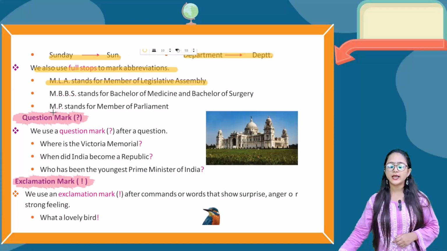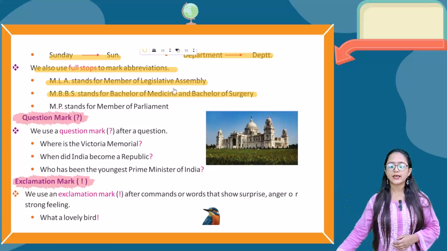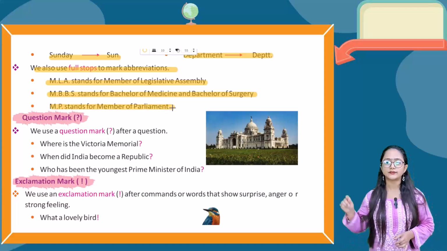Next one is MBBS, which stands for Bachelor of Medicine and Bachelor of Surgery. Here also you can clearly see the full stop. Next one is MP, which stands for Member of Parliament. Here also you can clearly see the full stop after the capital letter.